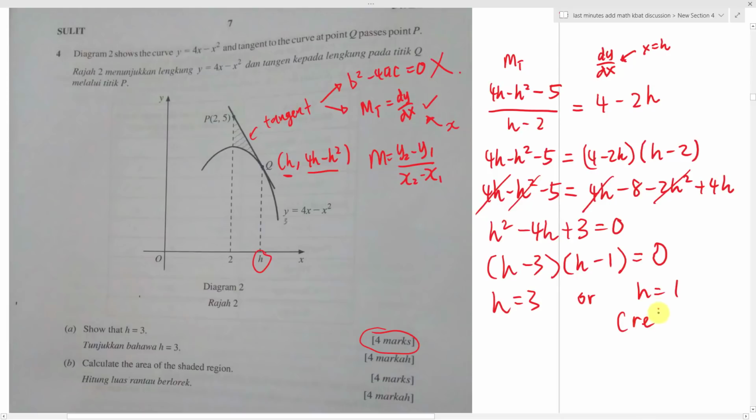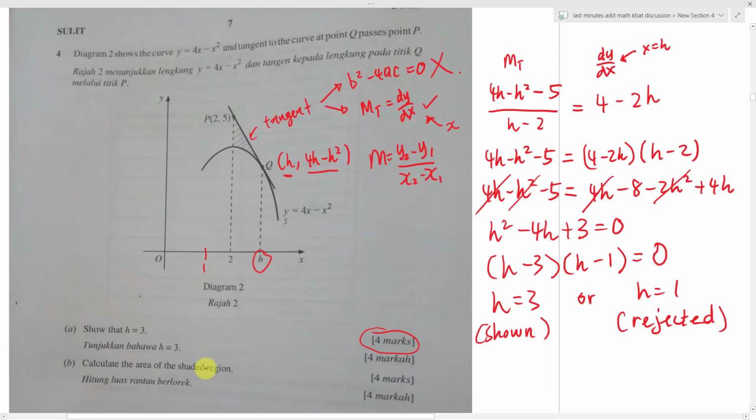But in this case, I will reject h equals 1, because why? At this position, h is impossible to equal 1, because 1 should be before the 2, right? 1 should be somewhere here. So this h value obviously is after 2, so must be any value more than 2. So in this case, I will choose h equals 3. In fact, they ask us to show h equals 3, so I will just write shown. This format kind of needs you to understand the gradient of tangent and dy/dx. You should be able to do it.